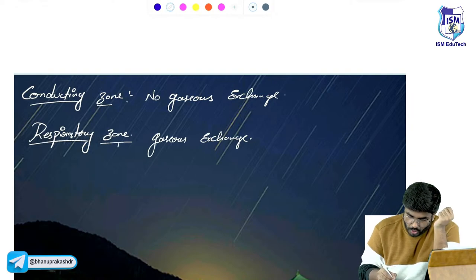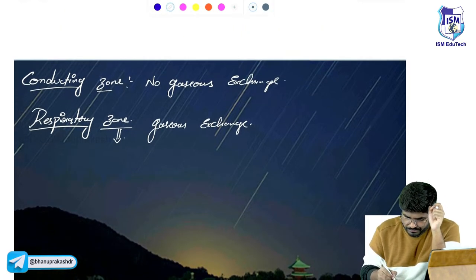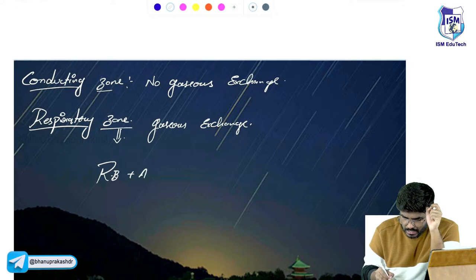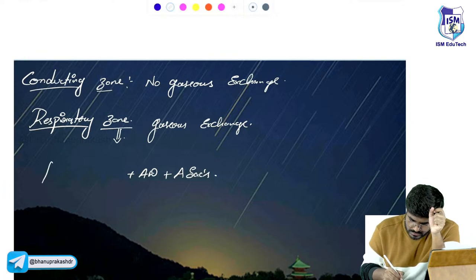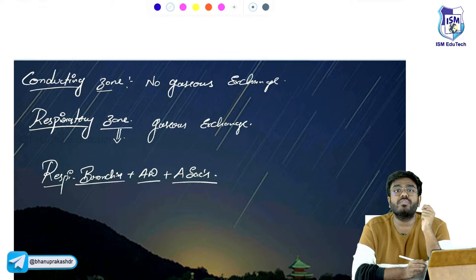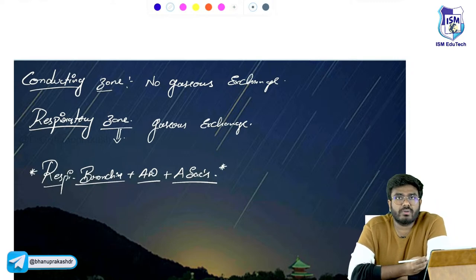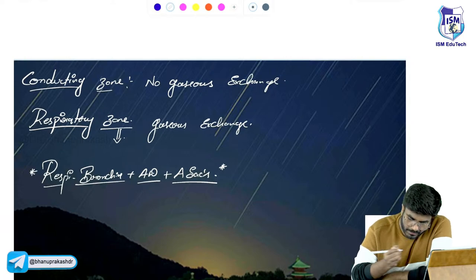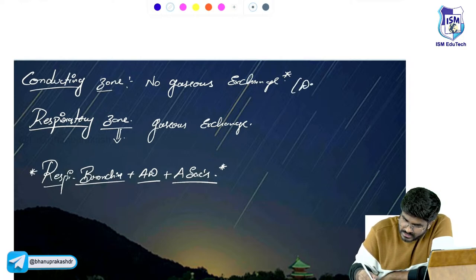So the next question is, sir, what are included under the respiratory zone? What exactly are the parts of the respiratory zone? The respiratory zone includes respiratory bronchioles, alveolar ducts and alveolar sacs. Let me write here clearly. These are the parts of the respiratory zone. In these areas, gaseous exchange occurs. But in the conducting zone, there is no gaseous exchange. So that's why the conducting zone is also called what? It's also called dead space.